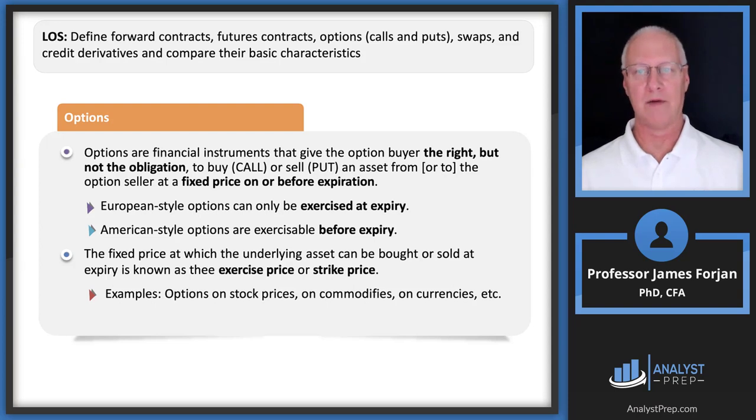So you either have the right but not the obligation to buy an asset, that's known as a call option, or to sell an asset, that's known as a put option, at a fixed price. And that fixed price is known as the exercise price. When I was in graduate school, my professors always used the term exercise price. So that's what I tend to use, but most professionals use the term strike price. So either way. Now, two different kinds of options. European options can only be exercised on the expiration date. American style options can be exercisable the second after you buy the option.